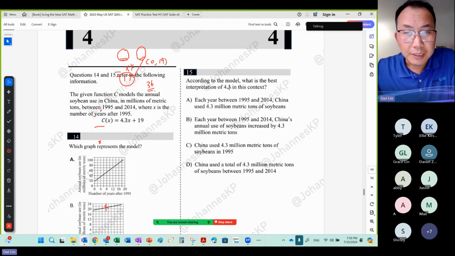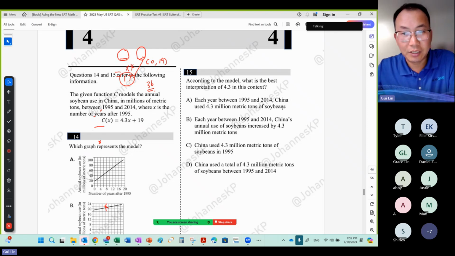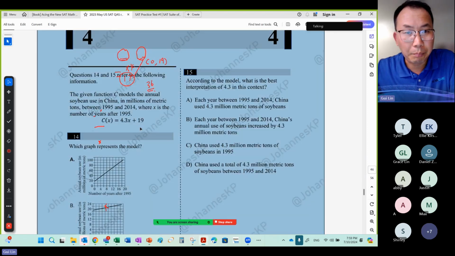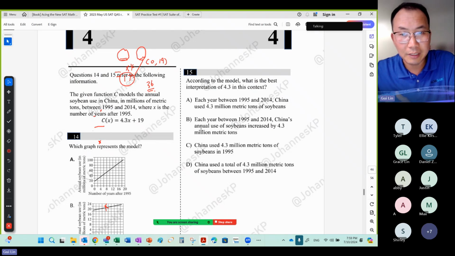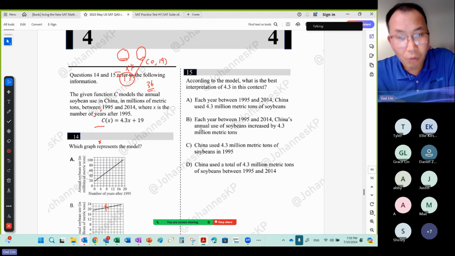All right, 15. According to the model, what's the best interpretation of 4.3 in the model? This is the slope, right? So each year between 1995 and 2014, China used 4.3 million tons of soybeans each year? Actually, not exactly each year; it's increasing. Each year it's 4.3 plus the year times 19, so it's increasing. Every year it uses 4.3 million metric tons more, right? It should be more. It's not just an exact number. B, each year between 1995 and 2014, China's annual use will increase. Yeah, increase. I think B is correct.